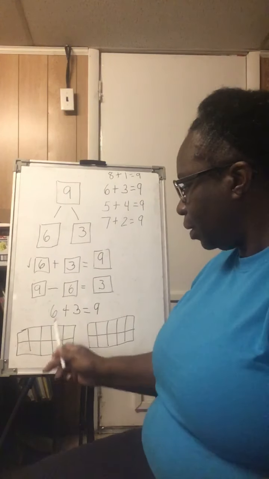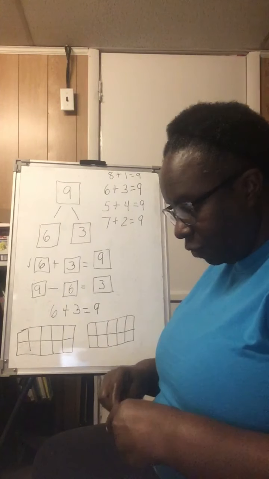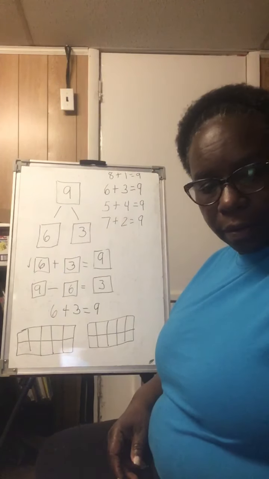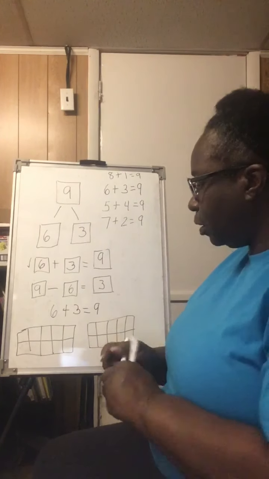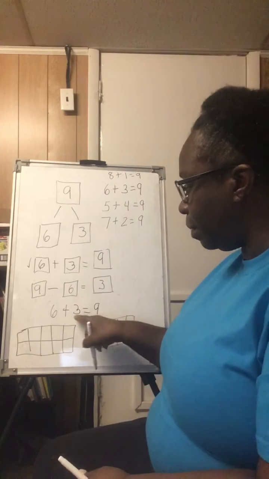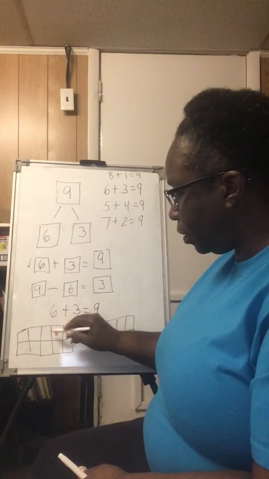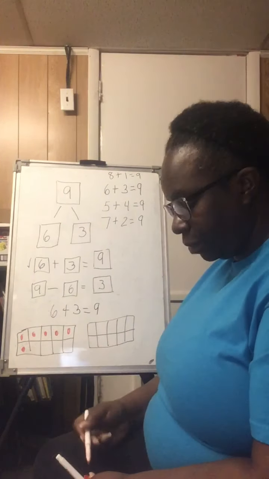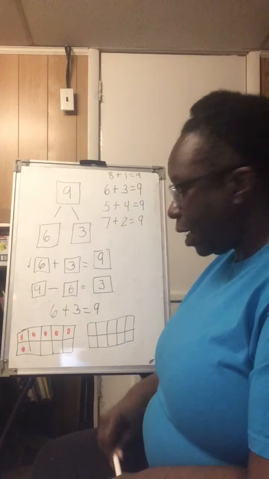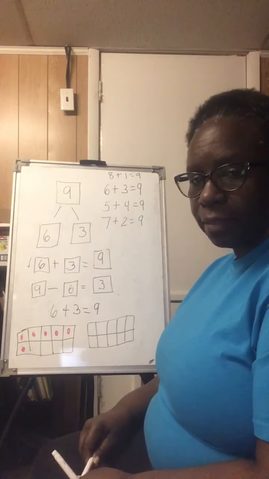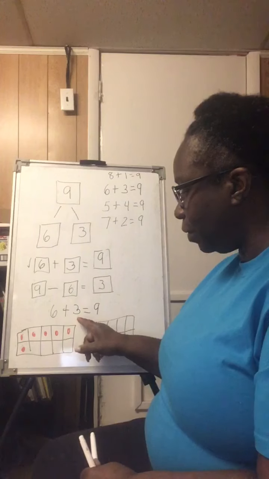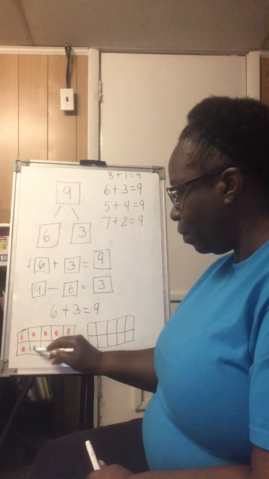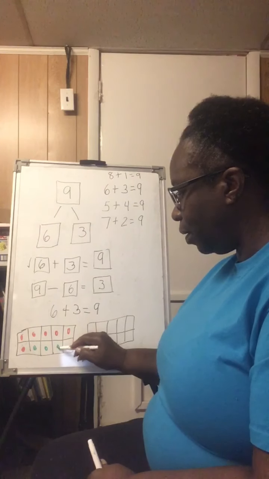Okay. So let's get two different color pens. Let's do red and green. So my first thing I'm going to do is put in my 6. 1, 2, 3, 4, 5, 6. I have my 6 red dots. My next number is what? 3. 1, 2, 3.